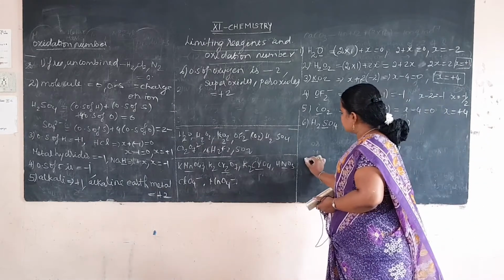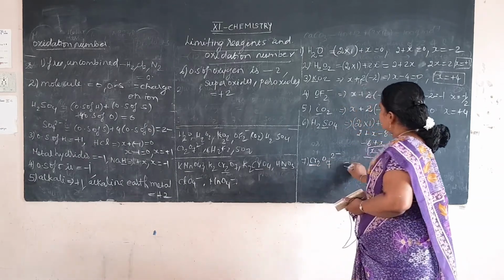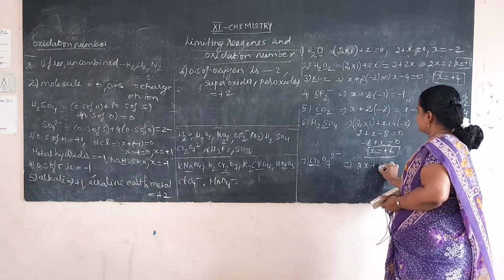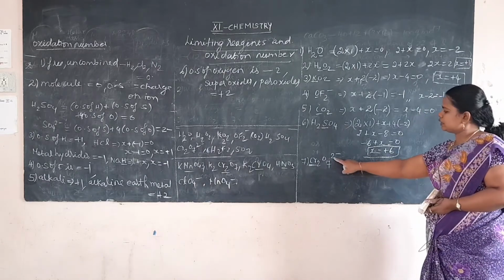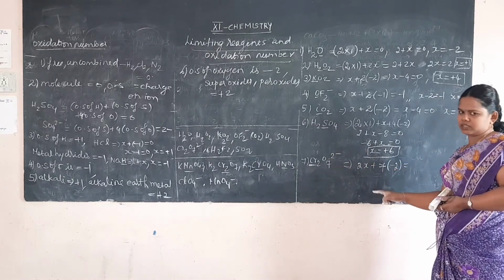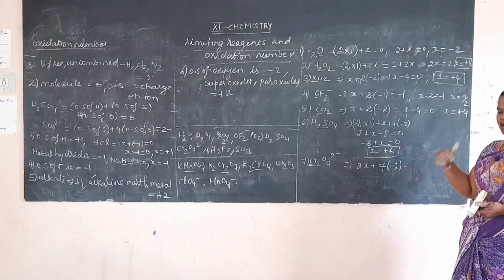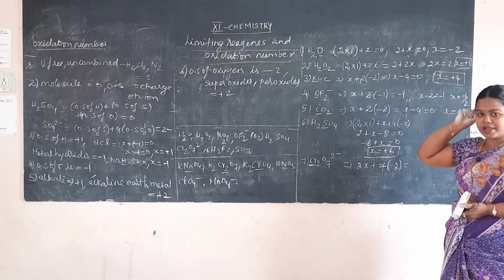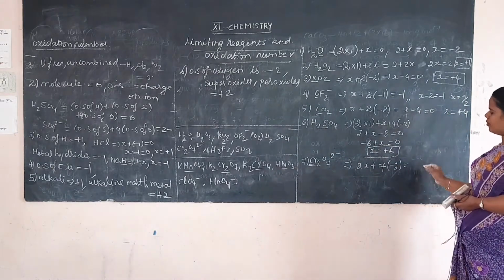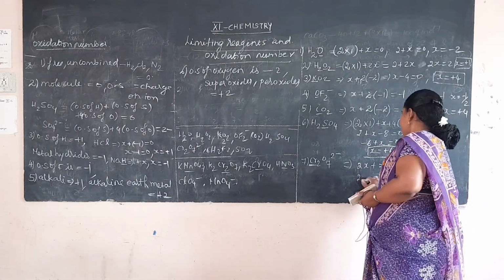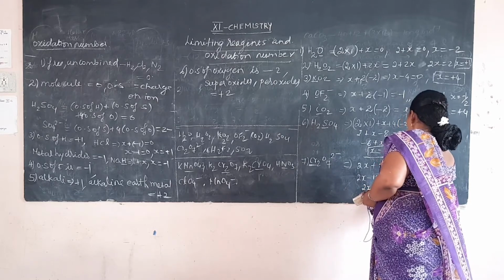Then the next compound, Cr2O7 2 minus. In that we'll calculate for chromium. There are 2 chromiums so 2x plus 7 oxygens, so 7 times the oxygen oxidation state of -2, is equal to the charge. In all equations, the charge on top of the compound or ion has to be put on the other side of the equals sign. So it will be -2. So 2x - 14 = -2. Then 2x = -2 + 14.